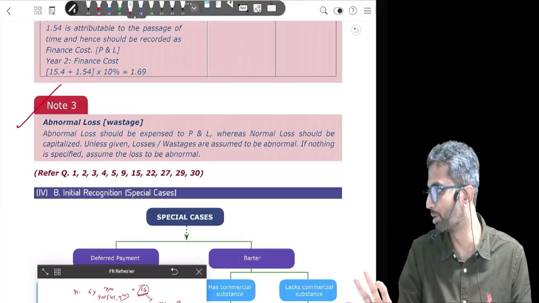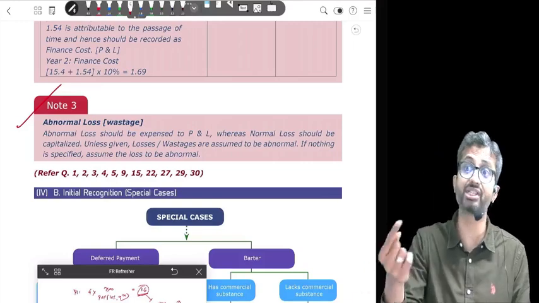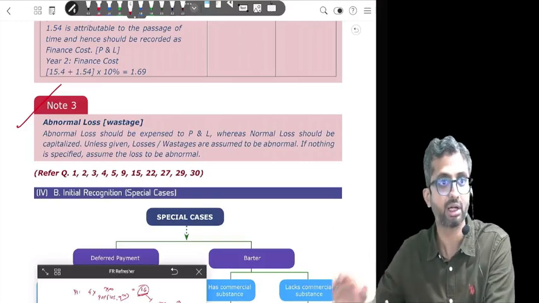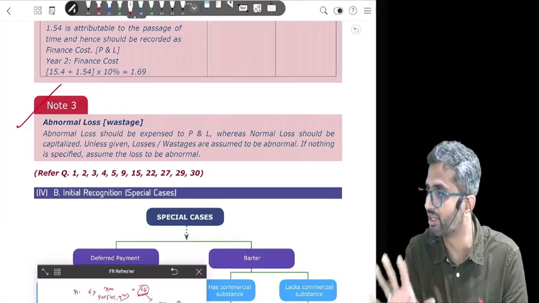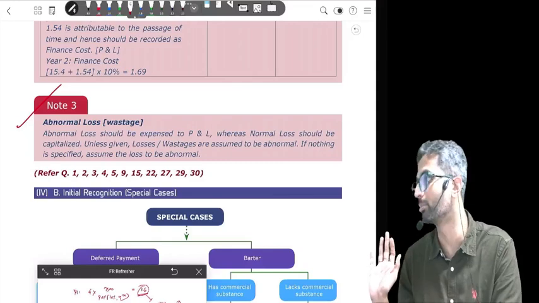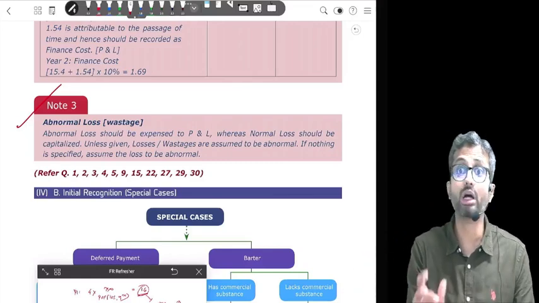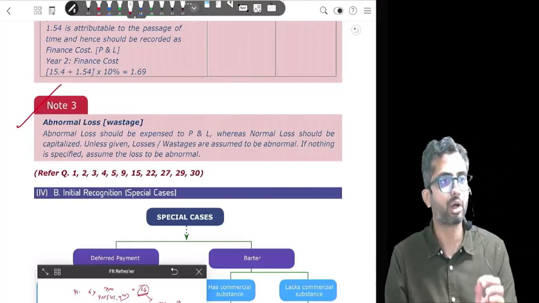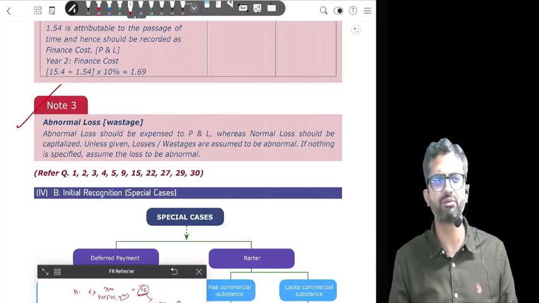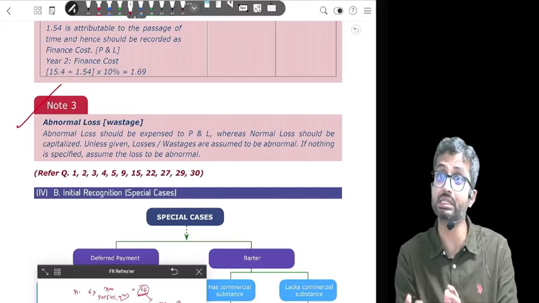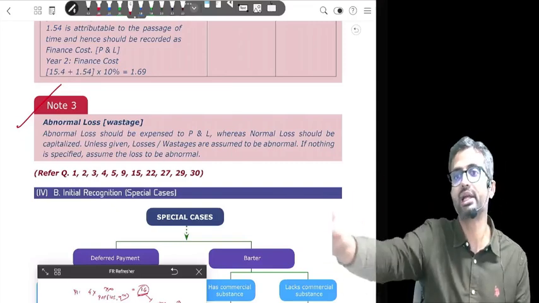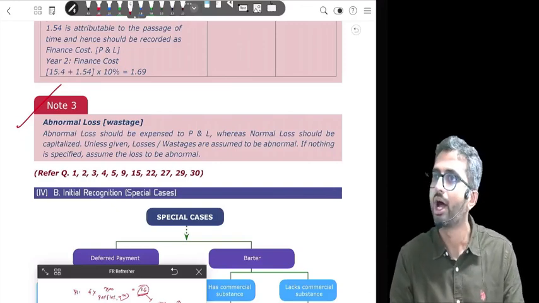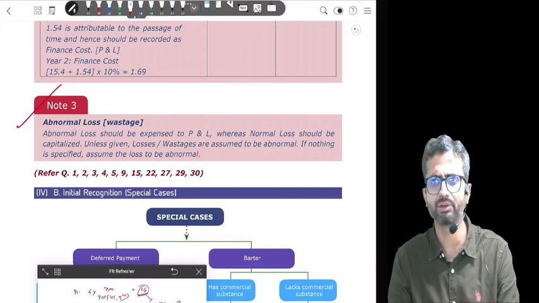Institute assumes it to be abnormal in general, unless they specifically tell you that the loss was expected by the management. Unless they tell you those words, we assume it is abnormal. So if just loss is given, we generally assume it to be abnormal unless the question tells you that such a loss was expected by the management to happen in the ordinary course. Are we clear with this, everyone?